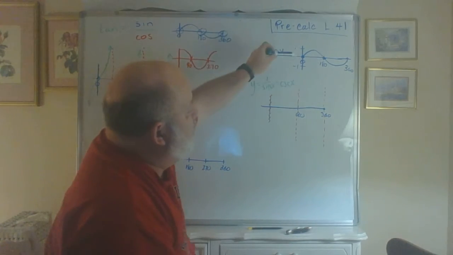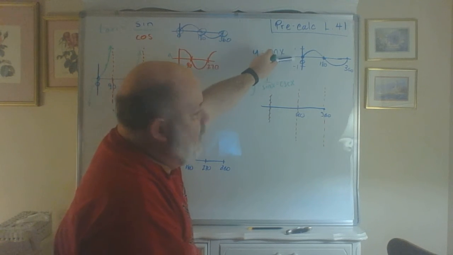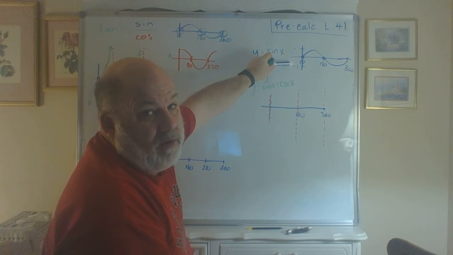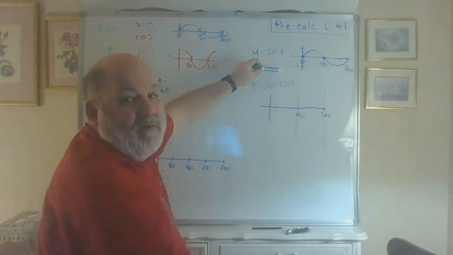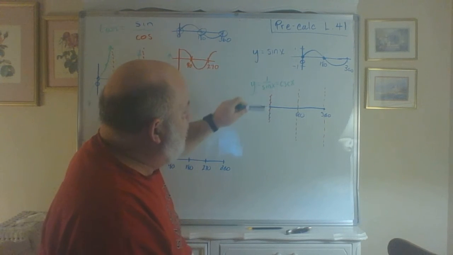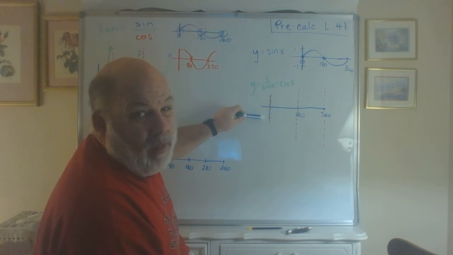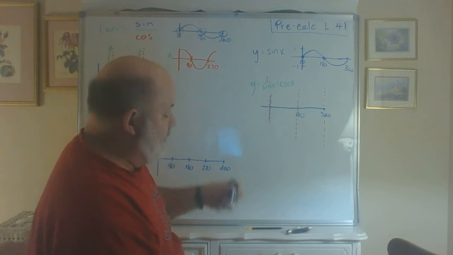Also, wherever there's a pole in this function, this will have a 0. There are no poles in a sine function, in a sine wave. It never hits a pole. It just keeps going up and down through infinity. Because it has no poles, that means that the cosecant graph will have no zeros. It will never cross the x-axis.